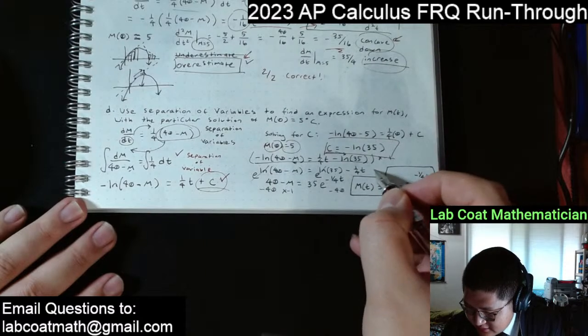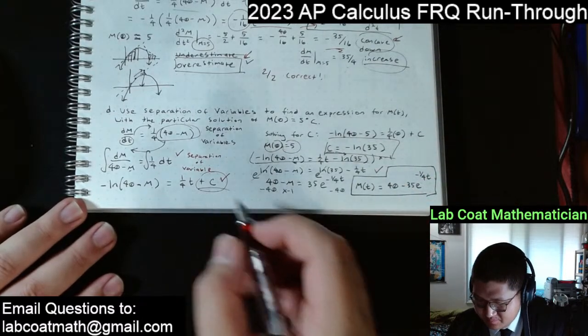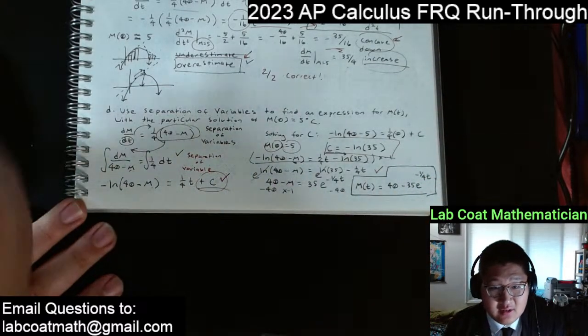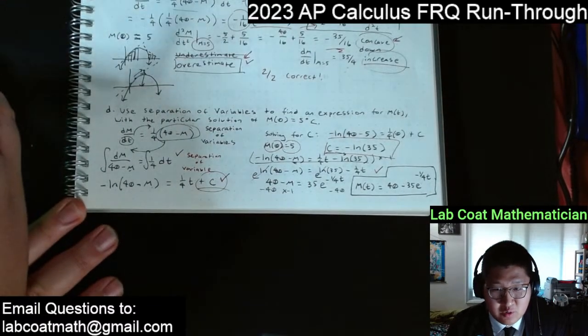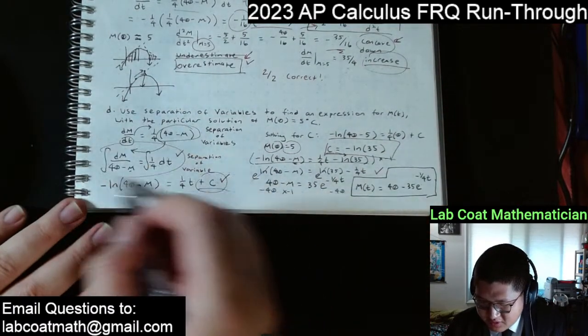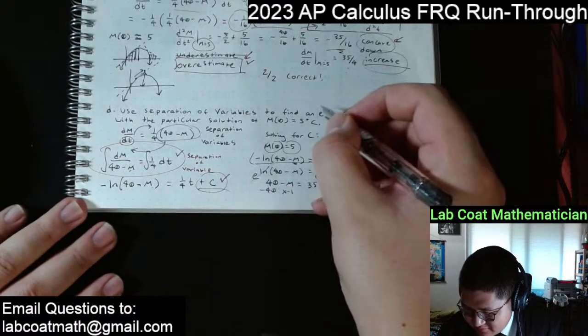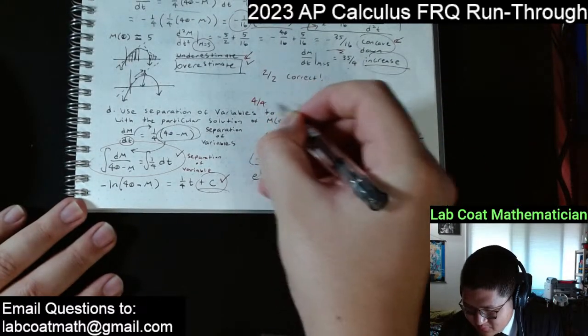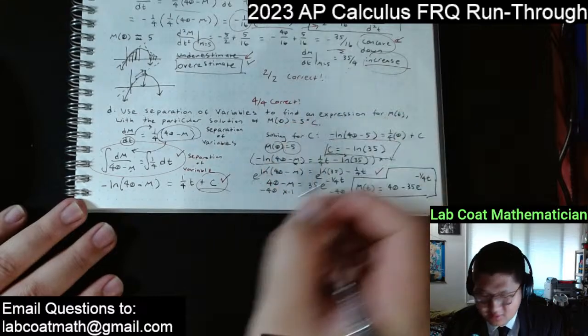All of that is exactly the way that they want to see it. Okay, so with all of that there, again, they want to make the notes, of course, that you will start losing points if you don't have the plus C or if you don't do the separation of variables either. So with that, we've done everything they wanted us to do. So that's 4 out of 4 correct on part D.